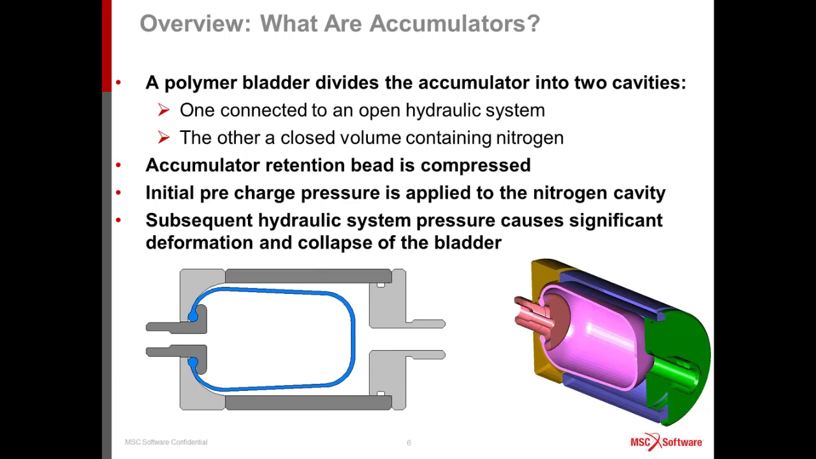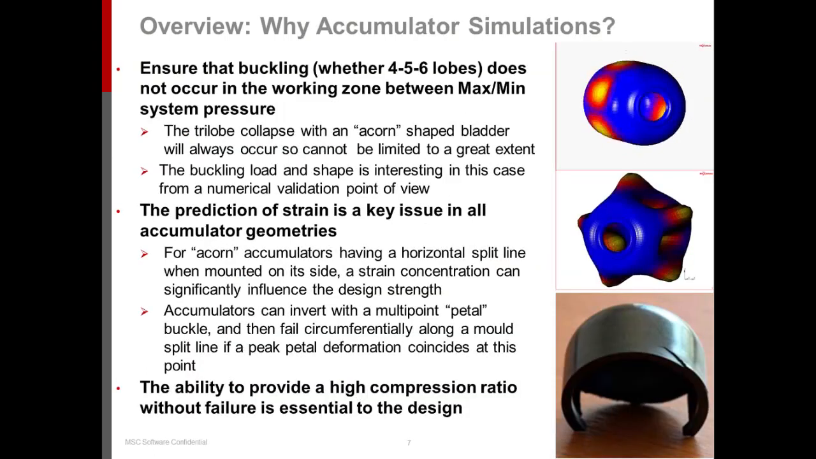So why do we carry out these type of simulations? We know from experience that when an accumulator collapses, it tends to go into a 4, 5, or 6 point lobe collapse, as you can see in this image at the top right hand corner. What we need to ensure is that this collapse does not cause stress and strain problems between the maximum and minimum system pressures. You're always going to get a tri-lobe collapse of some sort, and there's not a lot you can do to limit it, but you need to be able to monitor and see exactly what stress conditions are being created. The buckling load and the shape is interesting in this case from a numerical validation point of view.